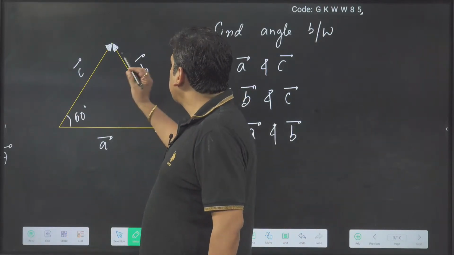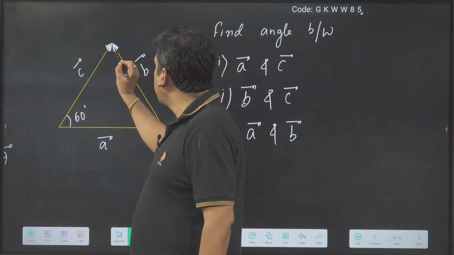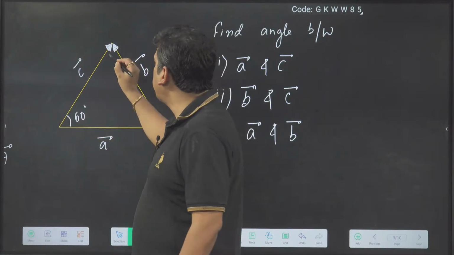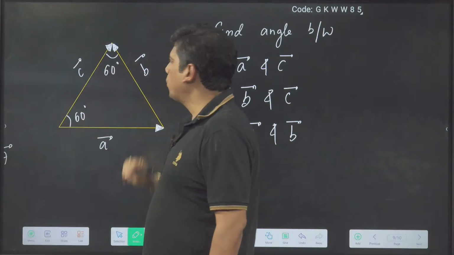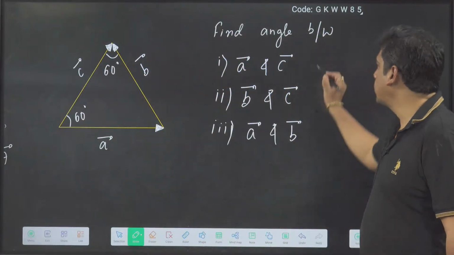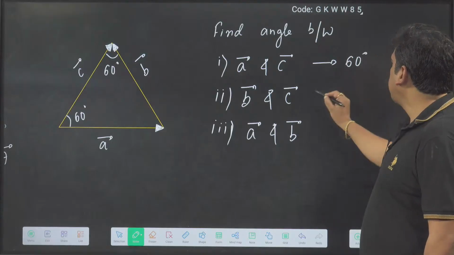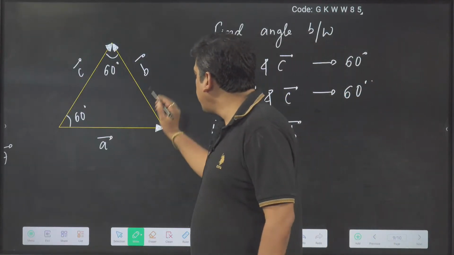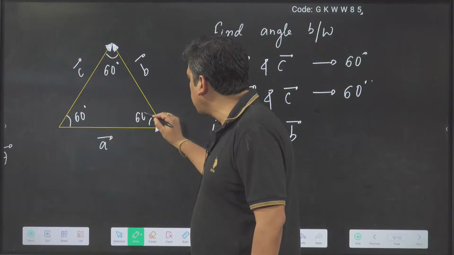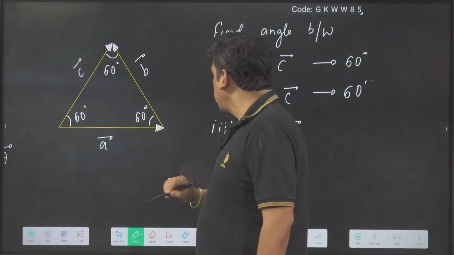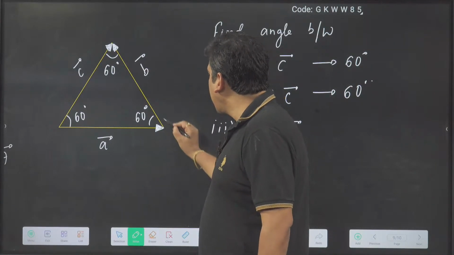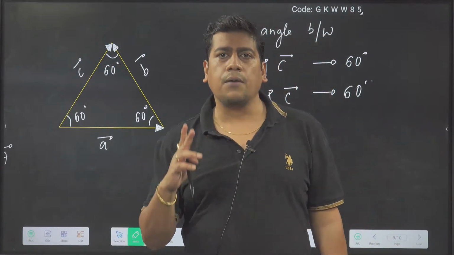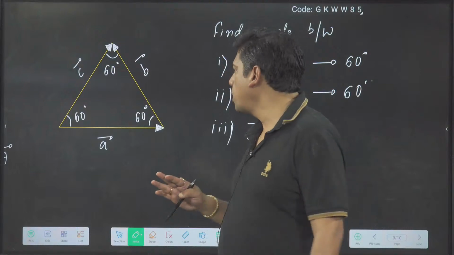Between B and C, if you look here, B vector and C vector are head-to-head joint. So nothing we have to do. It is also 60 degrees. So this answer is 60 degrees, and this answer is also 60 degrees. What about between A vector and B vector? This angle is 60 degrees. But wait a minute. A vector head is lying over B vector tail. A vector head and B vector tail are at one place.